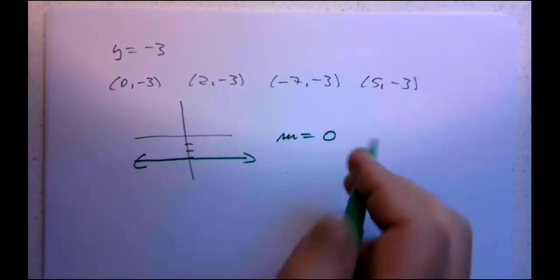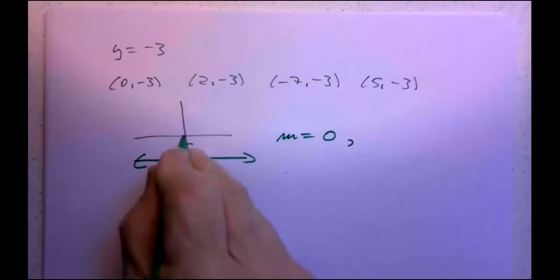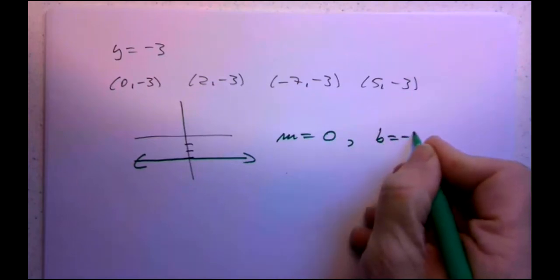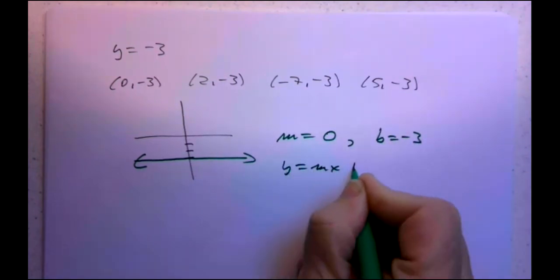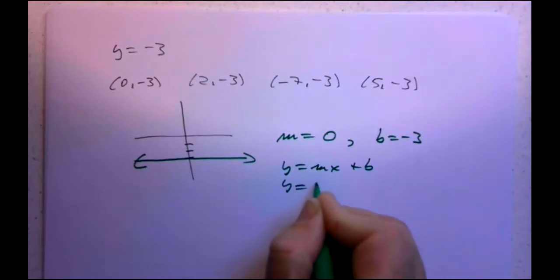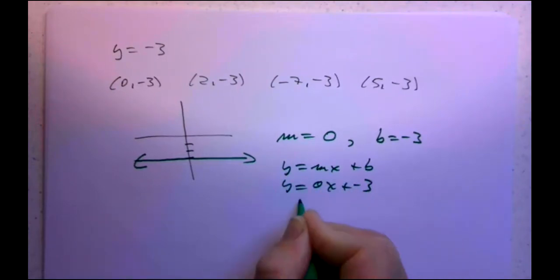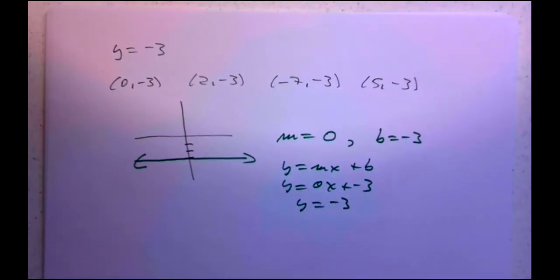So in this situation, the slope is 0, and the y-intercept, where does it cross the y-axis? The y-intercept b is -3. So you could say y equals mx plus b, and you could say y is 0x plus -3, or y equals -3.